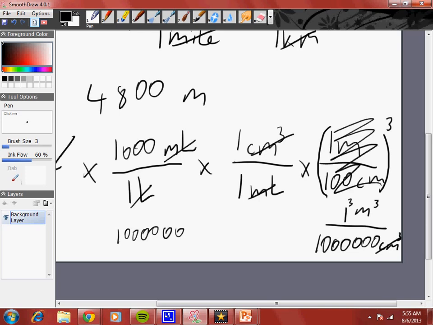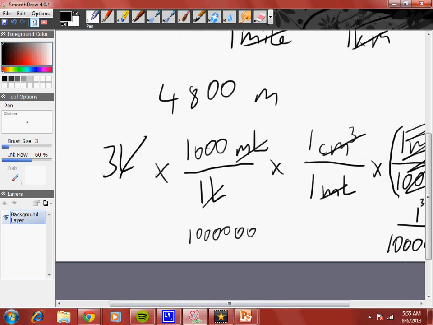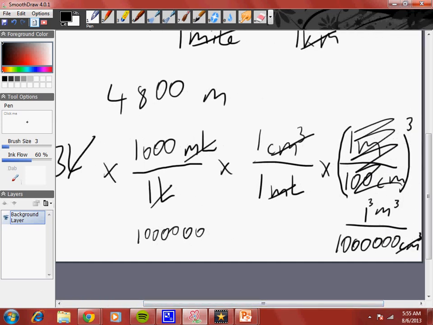So now you can see how the units will cancel out. The liters cancel out with liters, milliliters with milliliters, and centimeters cubed will cancel out centimeters cubed, because we're not using this guy anymore, we're using this in its place. So the only thing we're left with is meters cubed. So you multiply things out. 3 times 1,000 times 1 is 3,000, divided by 1 divided by a million. So 3,000 divided by a million is 3 over 1,000, which is 0.003 meters cubed.